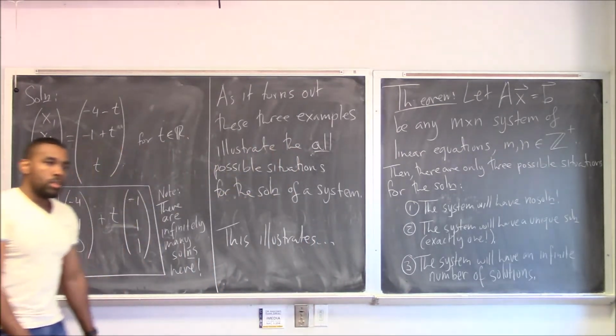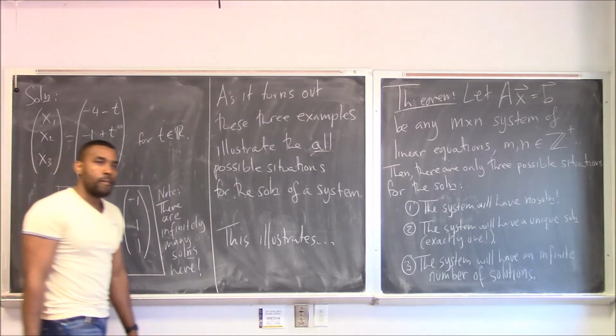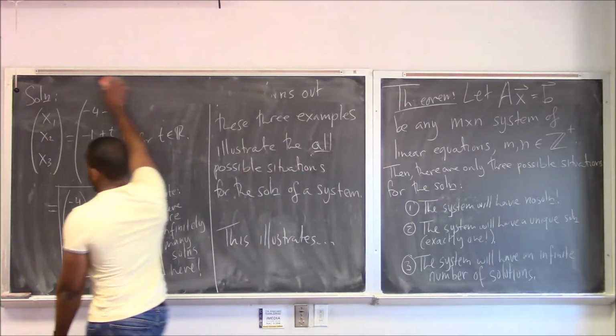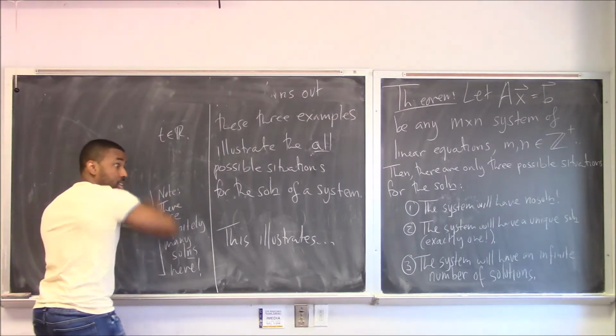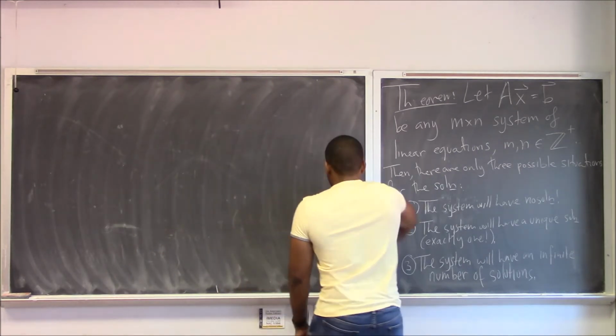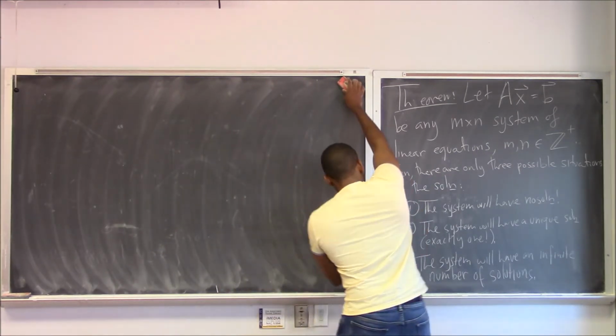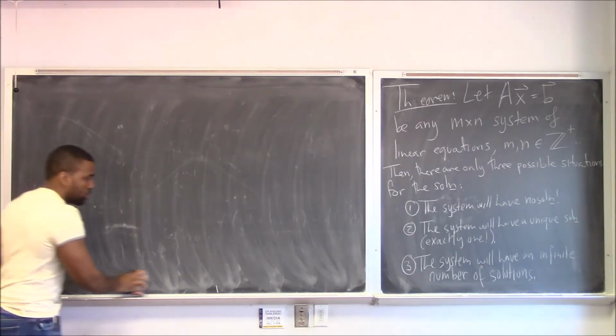Right? You'll never have just 3 vectors that solve a linear system. Impossible. The number of solutions will be 0, 1, or infinity. And there are all sorts of consequences to that theorem that we will be taking advantage of later on in the semester, but these are the only 3 possibilities.